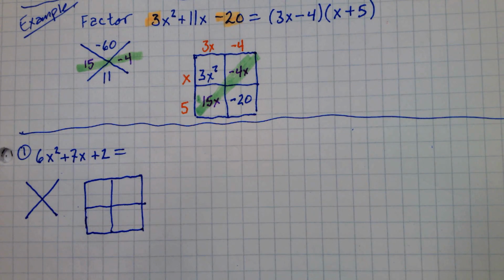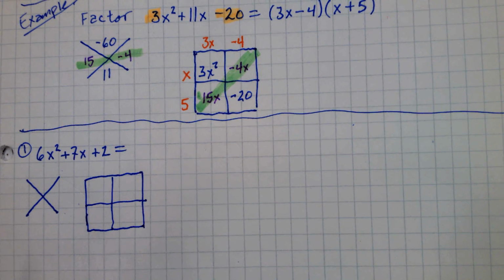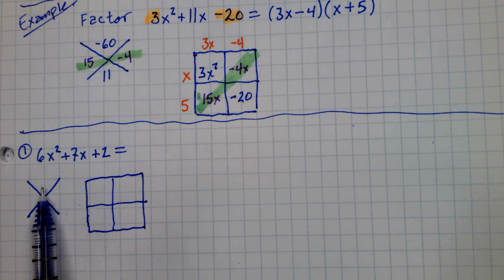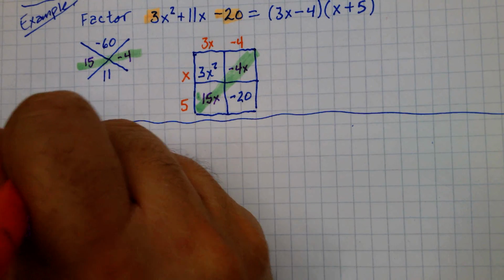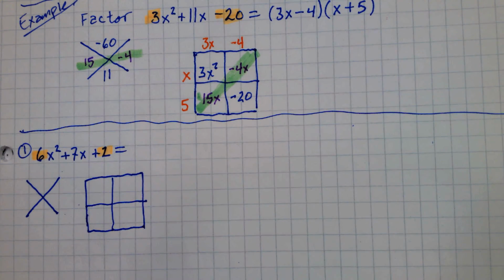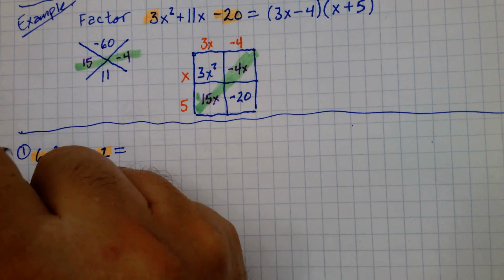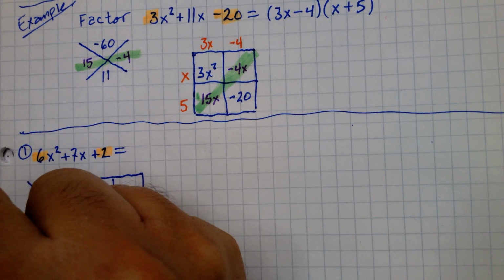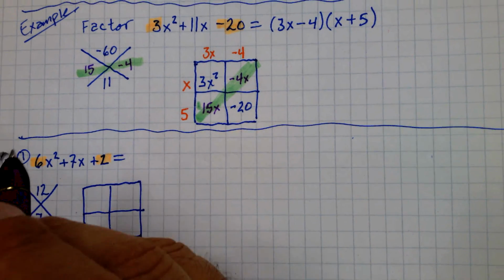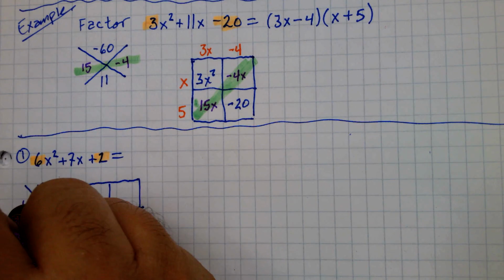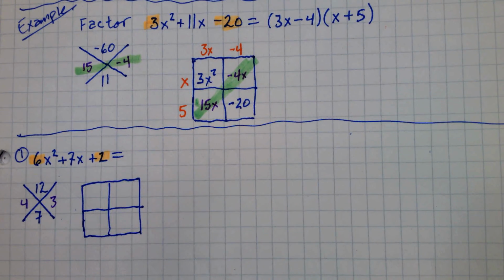Okay. So let's see what we recall. What number goes here? 12. Okay. Very good. Remember, it's always your A and your C value multiplied together. 12 there and 7 down here. Okay. So I want 2 numbers that multiply to 12 that add up to 7. Okay. 3 and 4, 4 and 3.